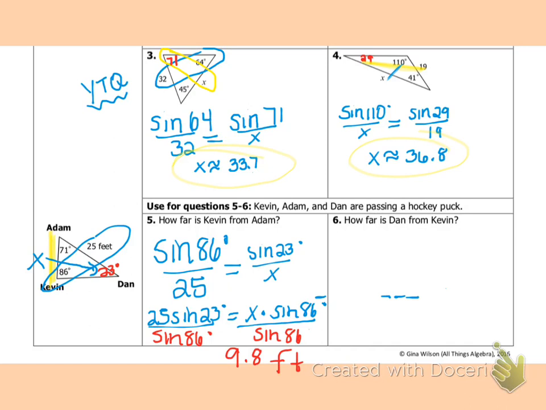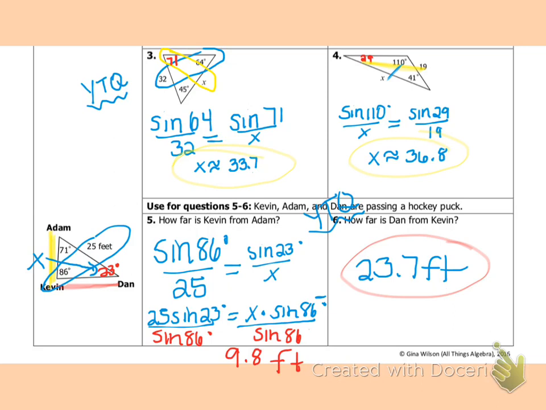For part B, or number 6, we're going to leave that one as a you try. I want you to pause the video and see if you can figure out how far Dan is from Kevin. So I'm having you look for the distance between Dan and Kevin. Go ahead and pause the video and give law of sines a try again. That one turns out to be about 23.7 feet.